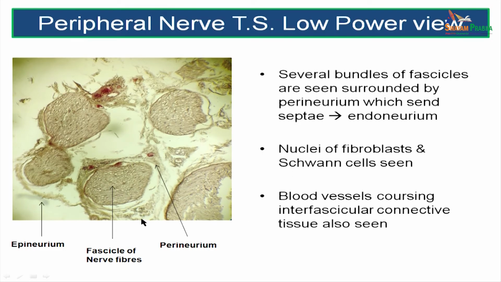So this is the slide where you can see fascicles of nerve fibers or bundles of nerve fibers, each surrounded by a perineurium, and overall the nerve is surrounded by an epineurium. Inside you can see in the fascicle individual nerve fibers with a transparentish layer around the axons which will be the myelin, and you can see blood vessels coursing between the fascicles of nerve fibers.